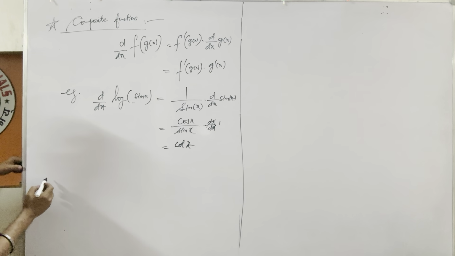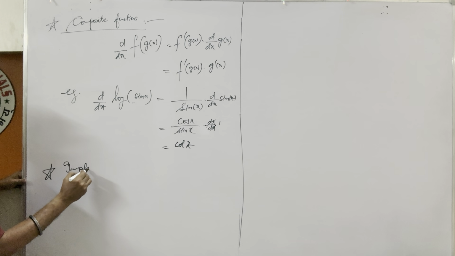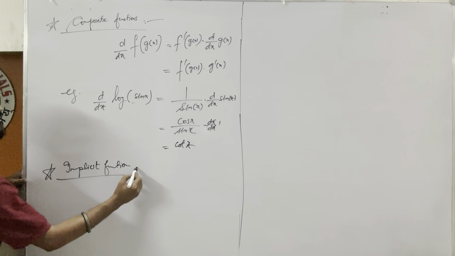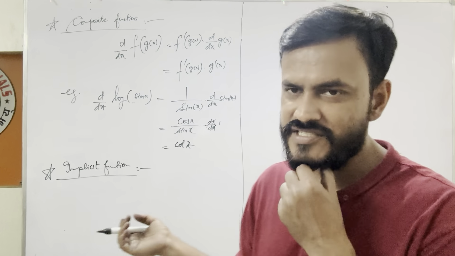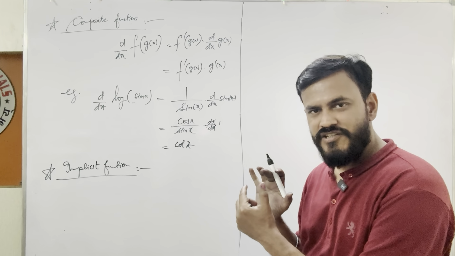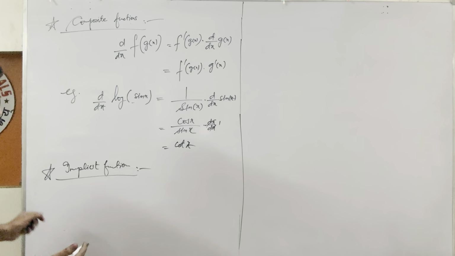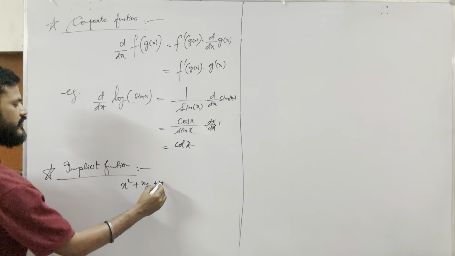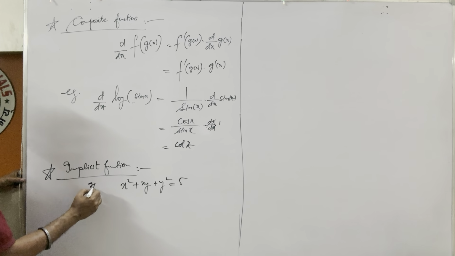Now the other kind of differentiation is implicit function. In an implicit function there will be a mix of x and y. We need to differentiate such a function and bring dy by dx on one side, differentiating the whole function. So let us look at it. Suppose we have x square plus xy plus y square equal to 5. Find dy by dx.